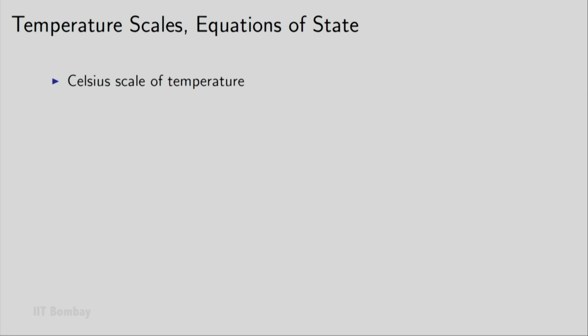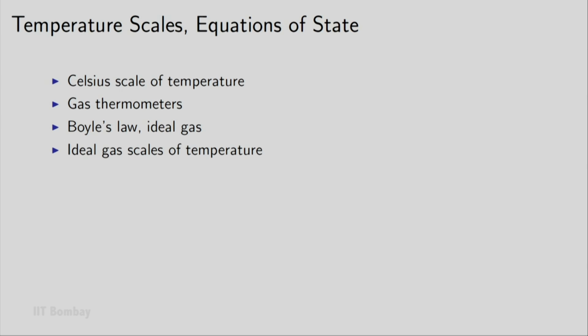Then we are going to look at gas thermometers which allow us to increase the range of temperatures that we measure. Then an experimental law discovered by Boyle, Boyle's law, we will discuss, and from that we get the idea of the ideal gas, and the behavior of an ideal gas gives us a standard set of scales of temperature known as ideal gas scales of temperature.